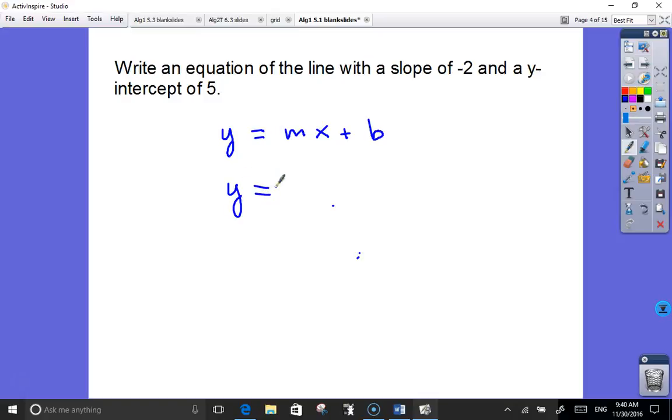Okay, so what is that? What do I put in the place of M? -2. And the y-intercept is +5. It seems kind of basic, but that's where this unit starts. And the whole first section is pretty much like that. Oh, you're right. Sorry, I should have put 5. I think I said 5 and I wrote B. My brain is going haywire.